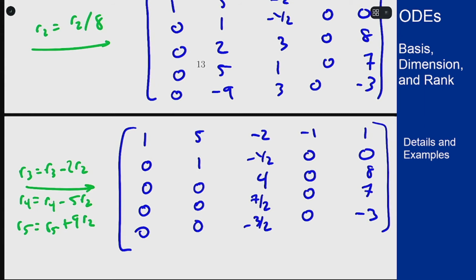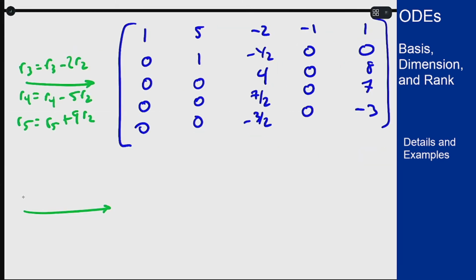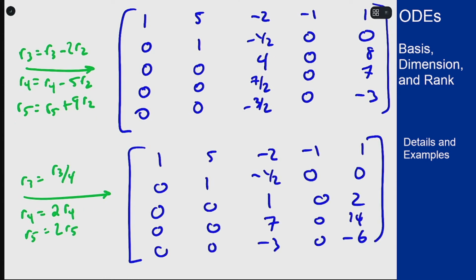All right. Next step, we're going to divide row 3 by 4. And just to make my life easier, I'm going to multiply rows 4 and 5 both by 2 to get rid of those 1/2, because I don't want to deal with that anymore. So row 3 is row 3 over 4. Row 4 is going to be twice row 4. And row 5 is going to be twice row 5. Which gives me the following matrix. And we can now see what's going to happen here.